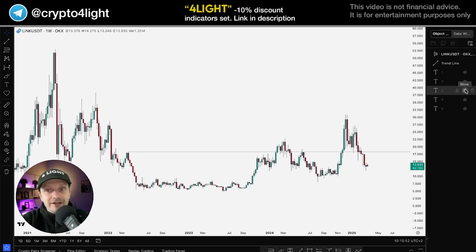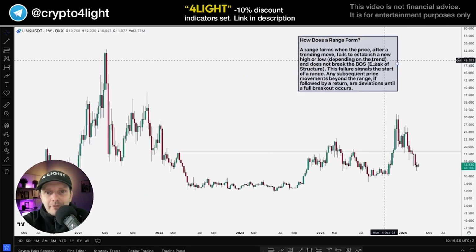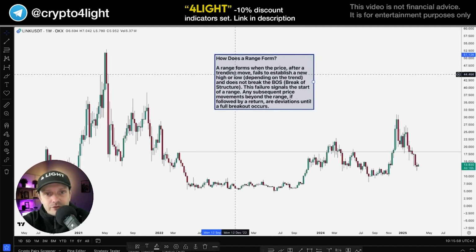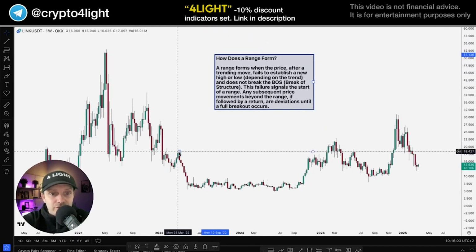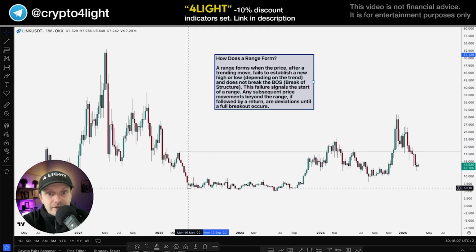So it depends on the liquidity, right? And the main purpose. Next, how does the range form? The range forms when the price, after a trending move, so for example, this is a trending move, correct? This is just a pure trend.